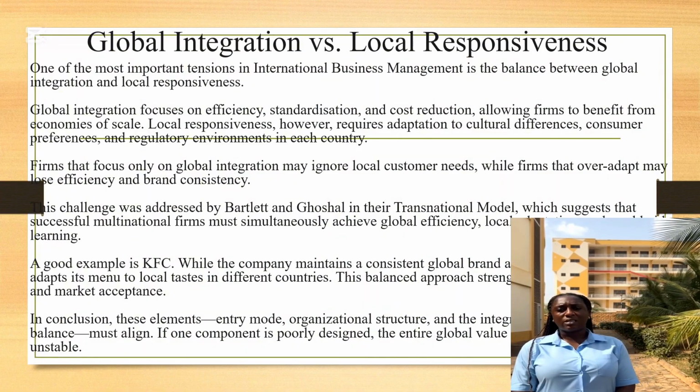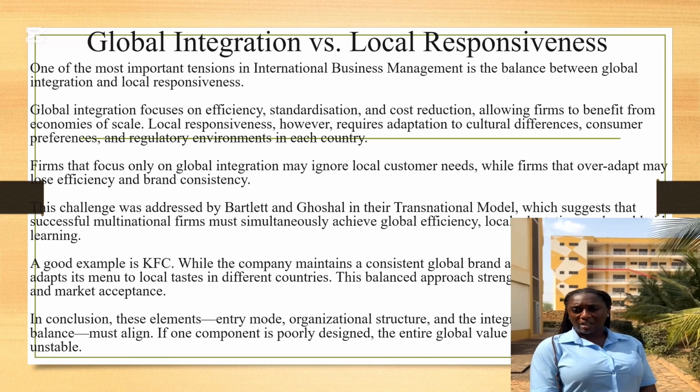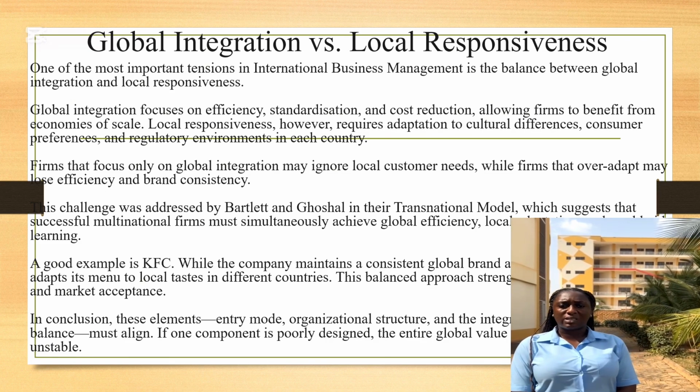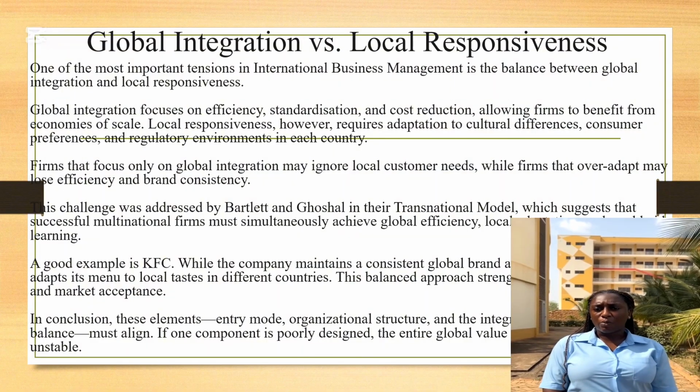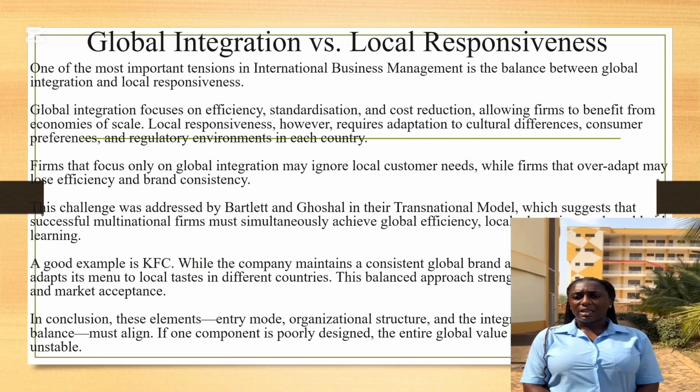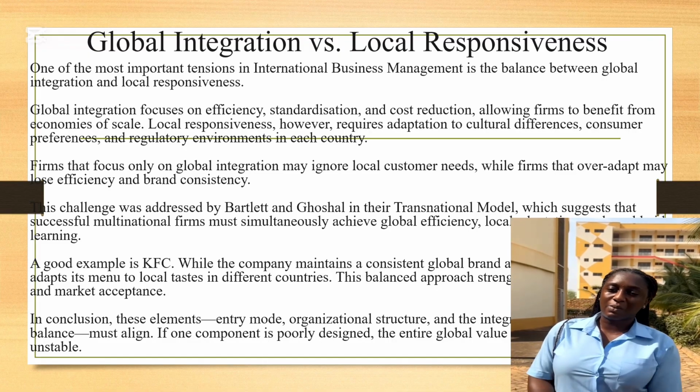In conclusion, these elements, entry mode, organizational structure, and the integration-responsiveness balance, must align. If one component is poorly designed, the entire global value creation system becomes unstable.